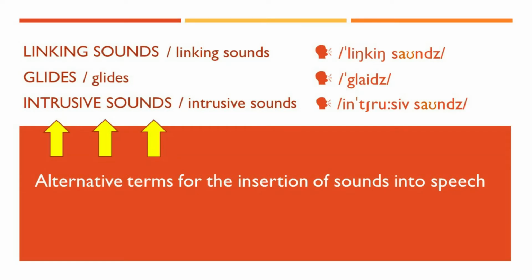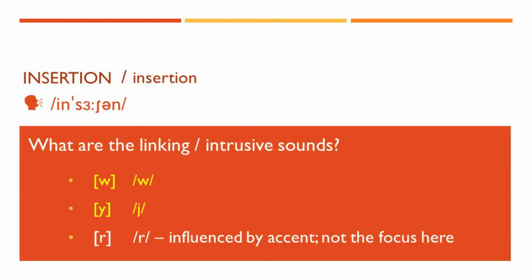Before we look at the examples, I want to point out that insertion of sounds into speech is also sometimes referred to as the usage of linking sounds, otherwise known as glides. There is also a particular sound we sometimes insert in speech that is called an intrusive sound. We will look at what that particular sound is later. Variations of that sound are called intrusive sounds. The question you may be asking is, what are the linking sounds? The good news is that there are few of them.